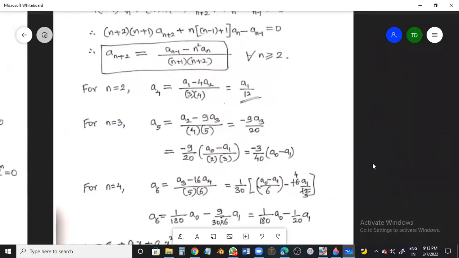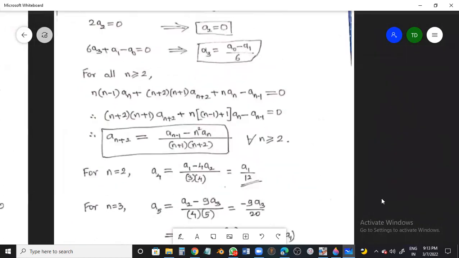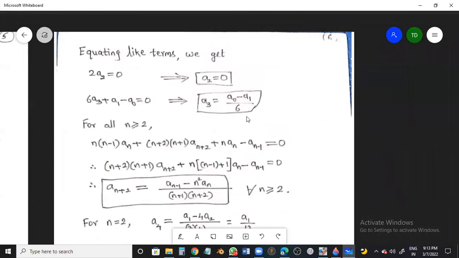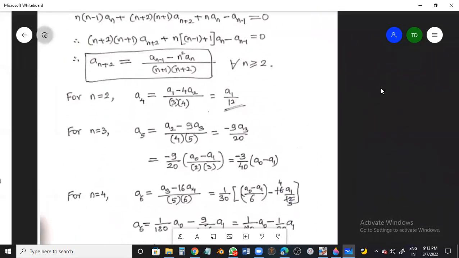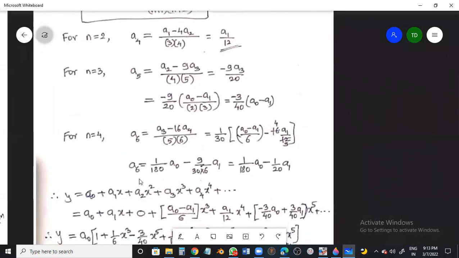Okay. What next? Go with n equal to 3. So it is a5 equal to, again we are putting the values and we'll calculate. It becomes minus 9 upon 20 a3. What we know is a3 is a0 minus a1 upon 6. So that value I have put here, a0 minus a1 upon 6. Actually I have split the 6, so 3 gets cancelled over here and I got this to be minus 3 upon 40, a0 minus a1. Same I did with a4. I got the things in terms of a0 and a1 again.